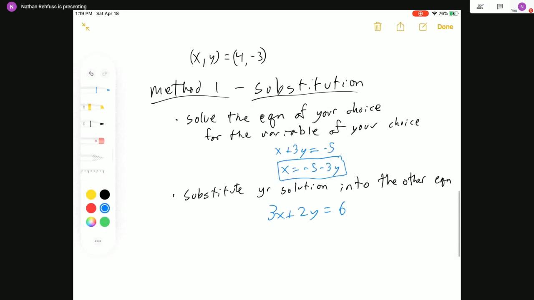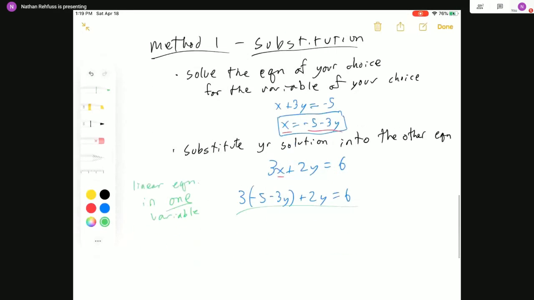But if I substitute this expression in, x is the same as negative 5 minus 3y. So I'm going to put that in for x right here, and let's see what we get. We get 3 times negative 5 minus 3y plus 2y equals 6. And what this has done for us is that this right here is a linear equation in one variable. The only variable is y, and this is a linear equation, so we know how to solve this.